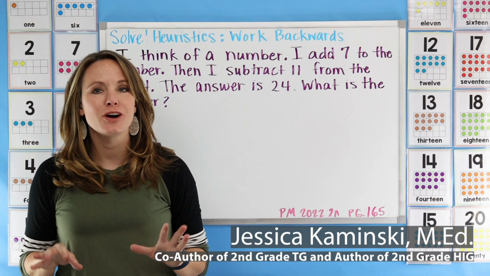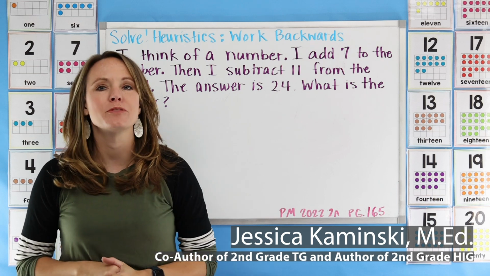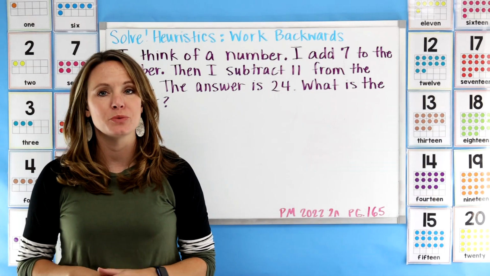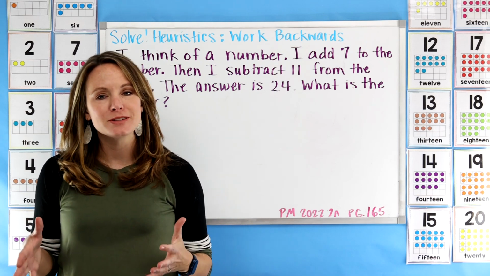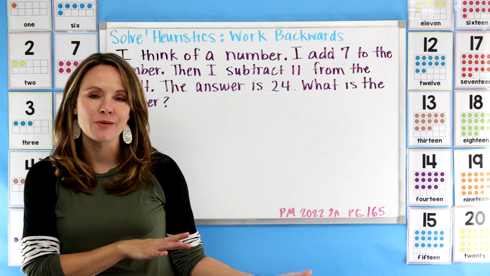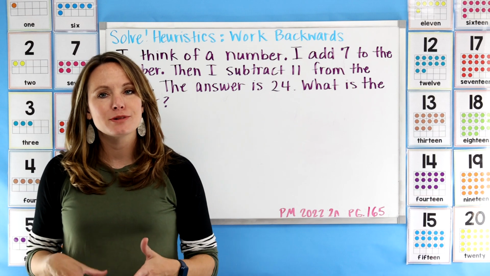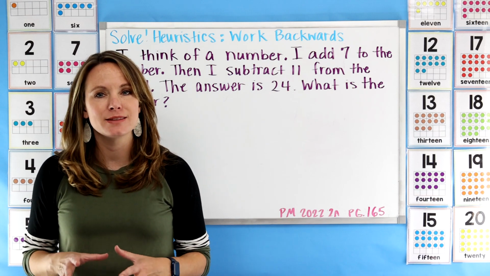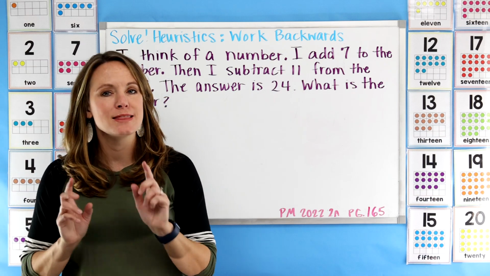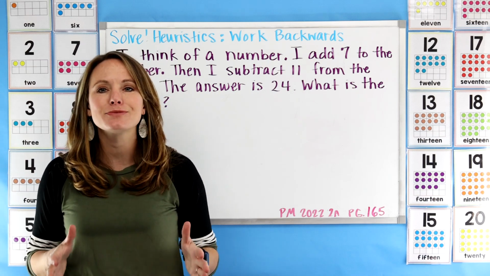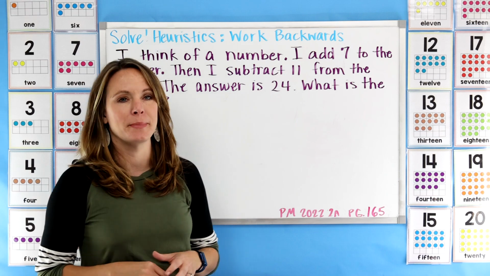Problem-solving skills to solve this heuristics problem from Primary Mathematics 2022, Book 2A, page 165. Now, the strategy we're learning today is to work backwards. Sometimes when you're working problems, it makes sense to think about the end and work your way back to the beginning, and this is one of those problems. So let's read it and see if we can understand what's happening.